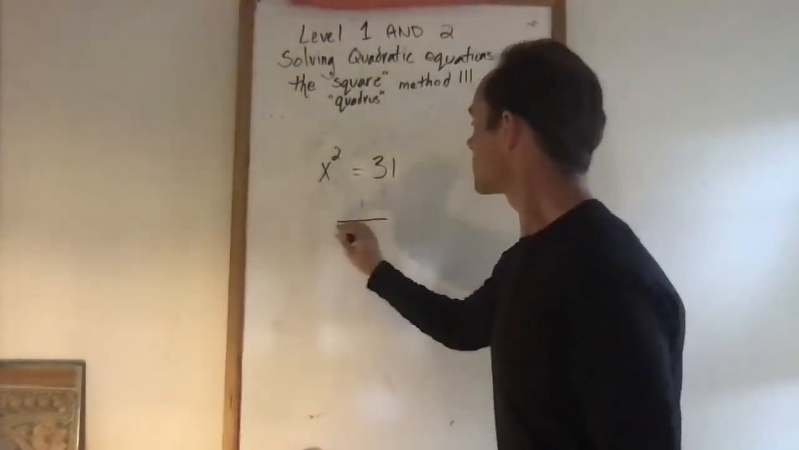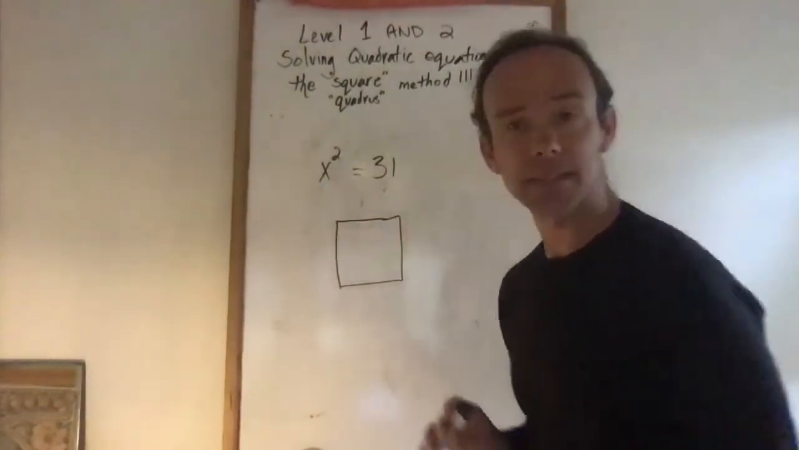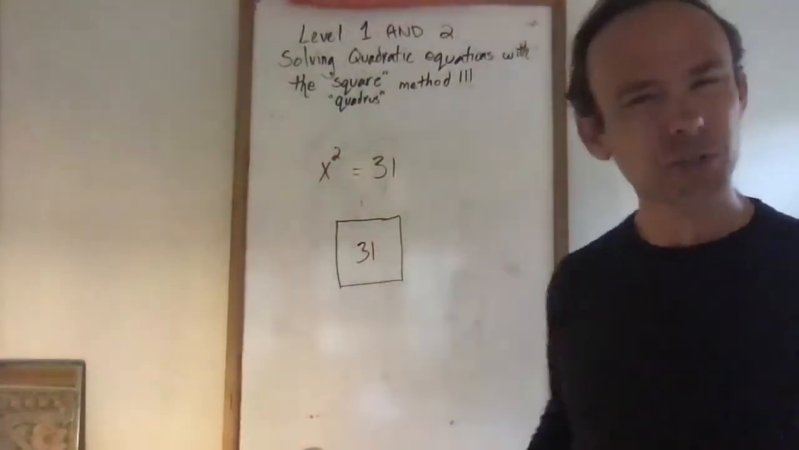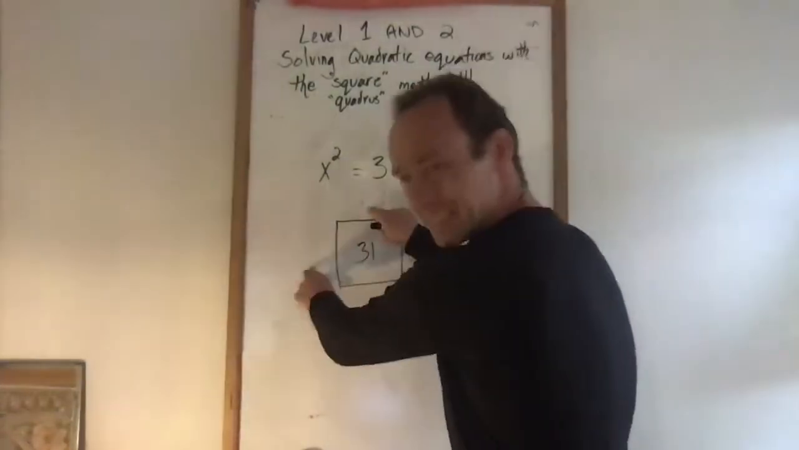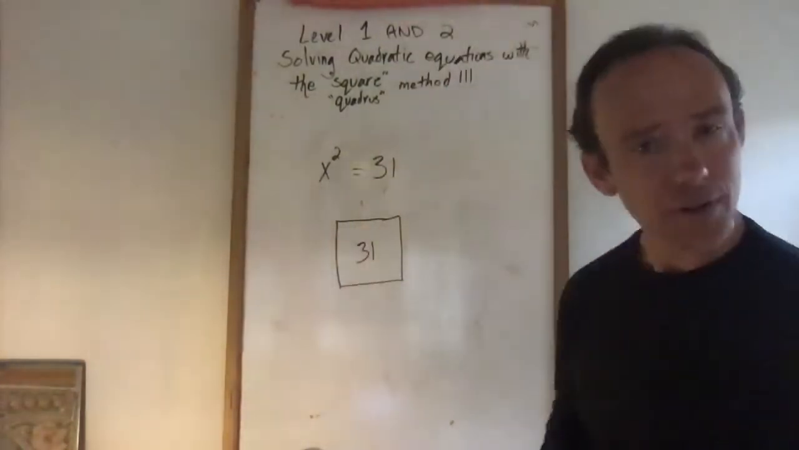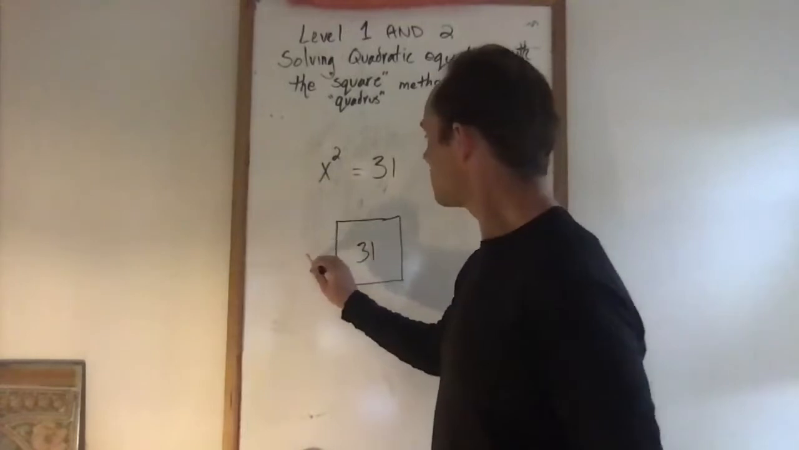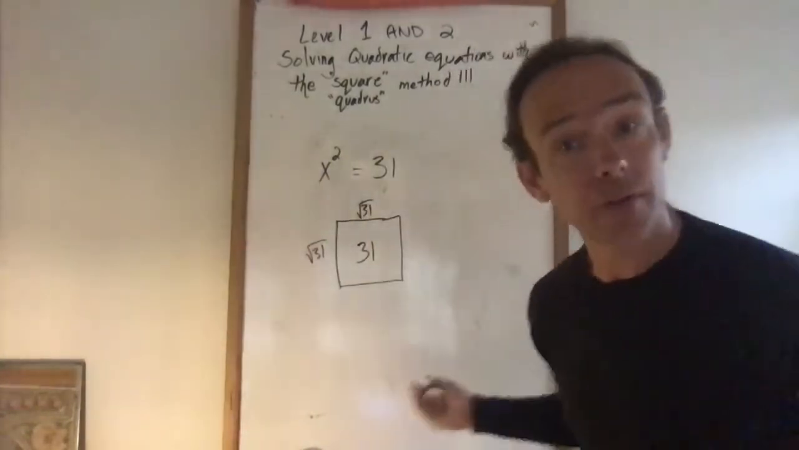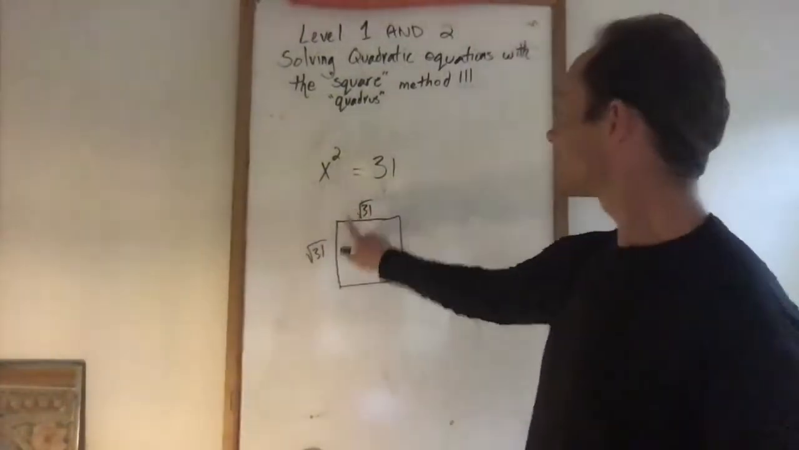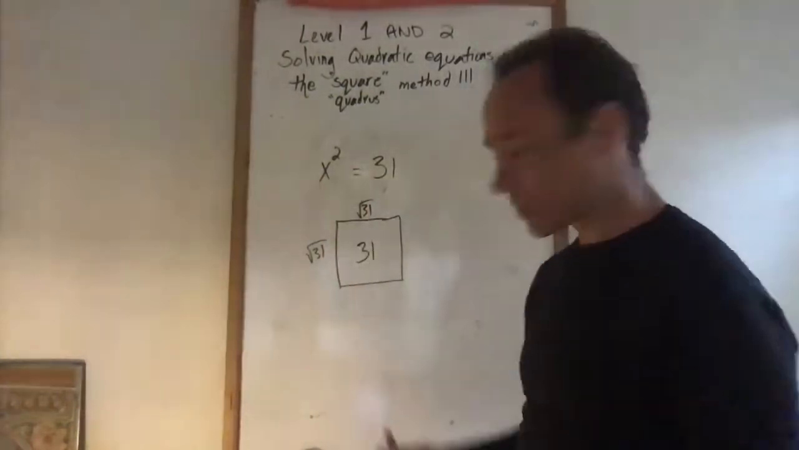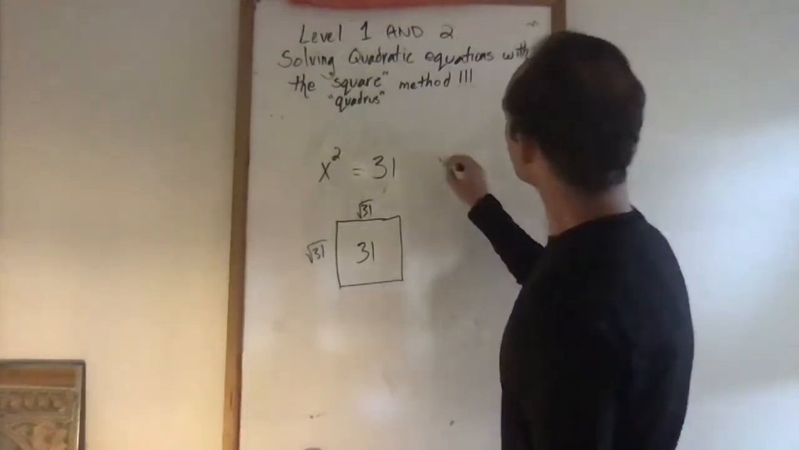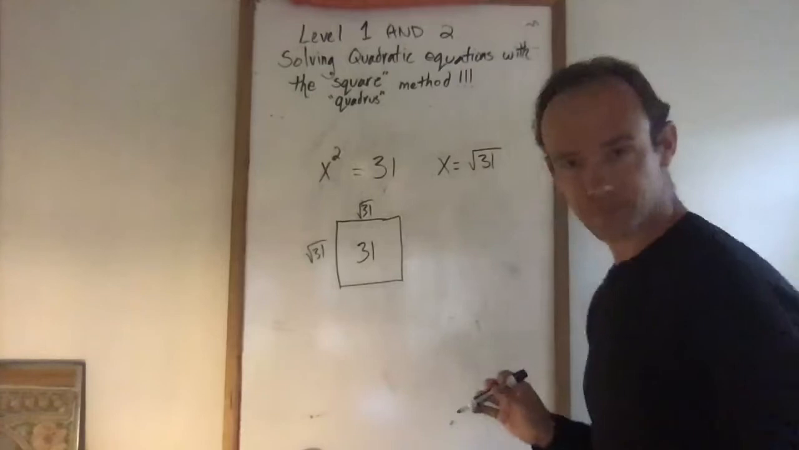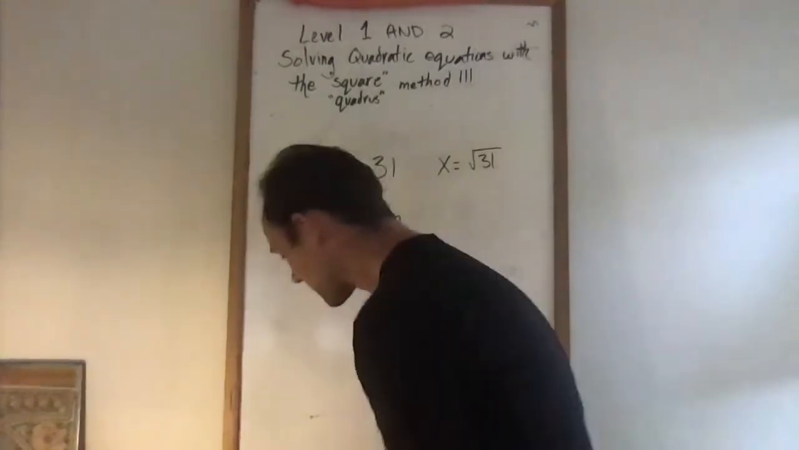All right, well, let's draw it this time. 31. Now, we know that's not a perfect square. You're not going to get integer side lengths on 31. In fact, the best you could do is really, you would call them both the square root of 31. Because the square root of 31 times the square root of 31 is 31. So our answer here is going to be the square root of 31.